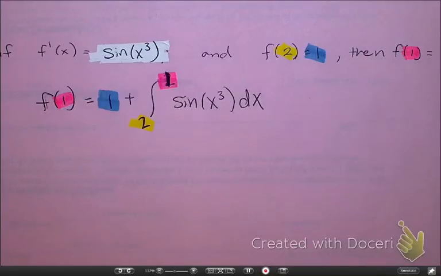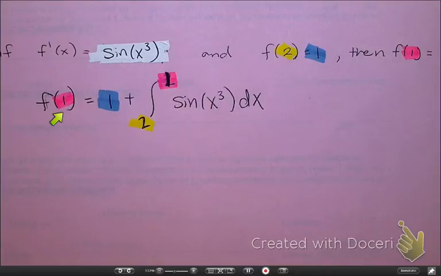All right, so from here, we were given this function, if f prime of x equals sine of x cubed, and they're giving us an initial condition that f of 2 equals 1, then they're asking us what f of 1 would equal. So let's break down what I've written here, this integral that I've written.